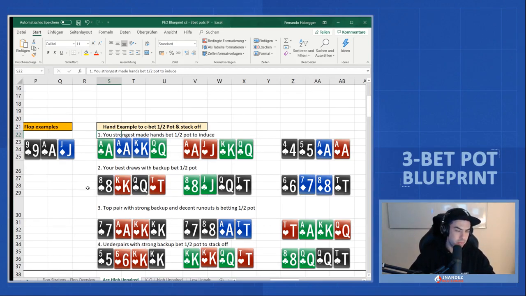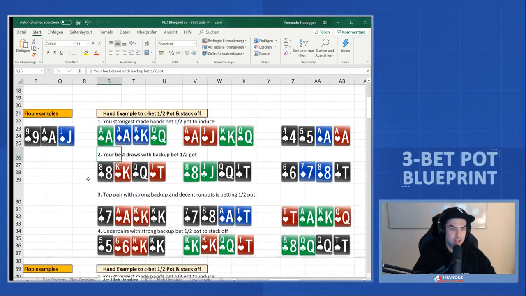continue. The second breed of hands is the best draws with backup. So again, here we benefit from keeping our opponent's range wide. We benefit also from the fact that if our opponent floats us, they might potentially bluff on certain cards because he's going to put us on pocket aces. So here we usually have a combination of straight draws and flush draws and can therefore perfectly realize our equity, basically no matter what the turn card is.